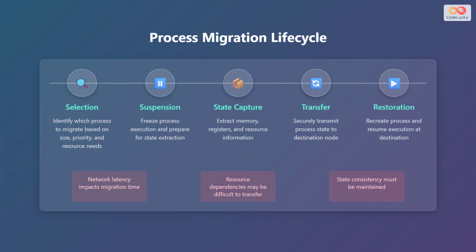The process migration lifecycle involves several key stages. First, there is selection, where a process is chosen for migration based on factors like size, priority, and resource needs. Next is suspension, where the selected process is frozen to prepare for state extraction. The third stage is state capture, which involves extracting the memory, registers, and resource information of the process.